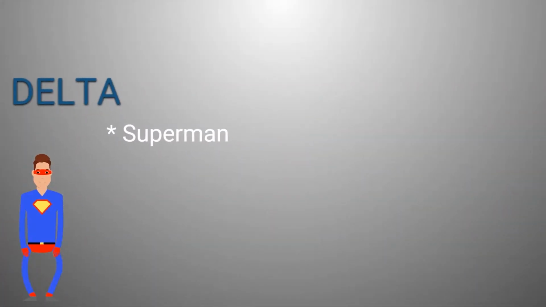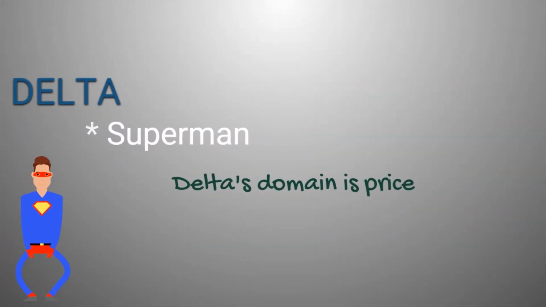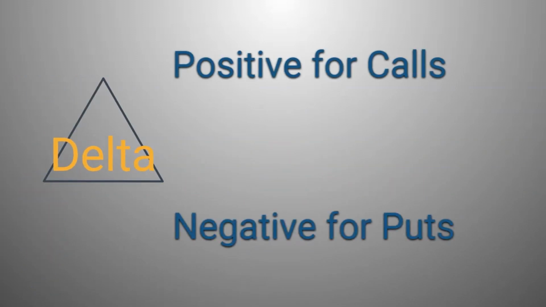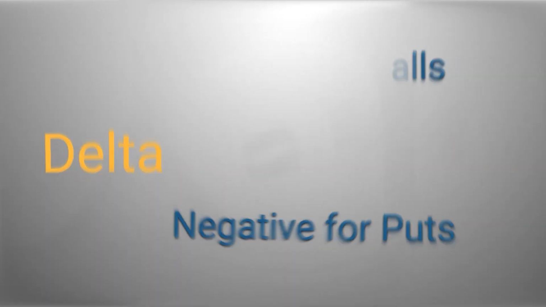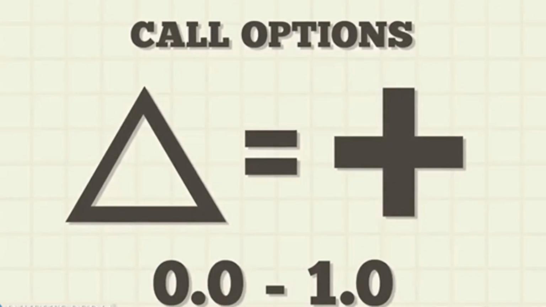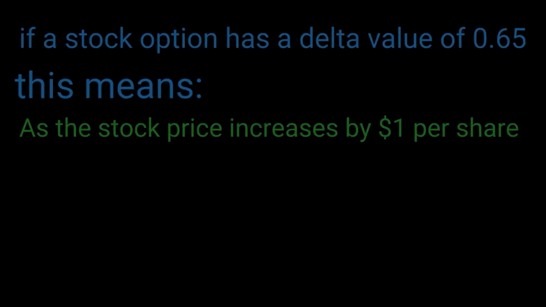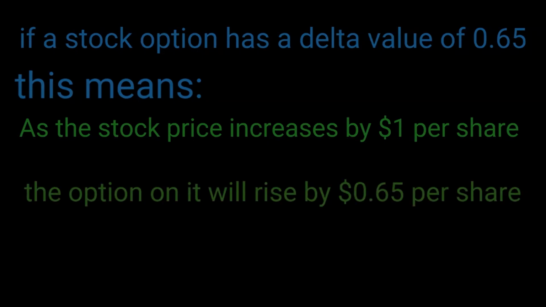Our first Greek is delta. Delta is the Superman. Delta's domain is price. Delta is positive for calls and negative for puts. Call options for delta are 0.0 to 1.0. Put options are 0.0 to negative 1.0. If a stock option has a delta value of 0.65, this means as the stock price increases by $1, the option price will increase by 0.65 cents per share.